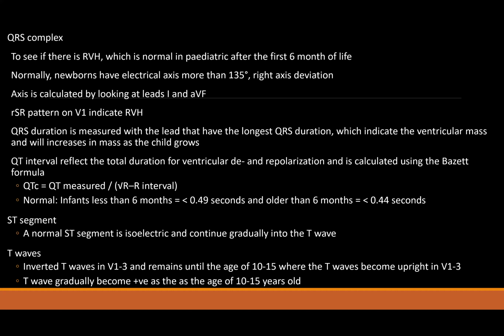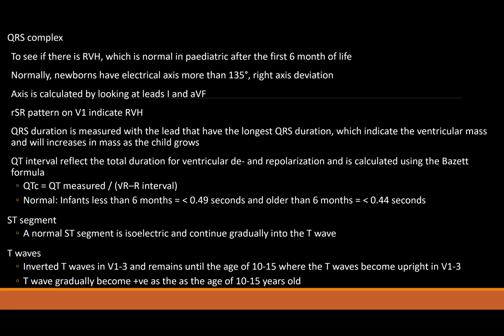For the QRS complex, we need to see if there is right ventricular hypertrophy, which is normal in pediatrics after the first 6 months of life because of the greater physiological stress. Normally, newborns have an electrical axis of more than 135 degrees, or right axis deviation, which is normal at this age. Axis is calculated by looking at lead I and aVF. An RSR pattern in V1 indicates right ventricular hypertrophy, and QRS duration is measured with the lead that has the longest QRS duration, which can indicate the ventricular mass that will increase as the child grows.